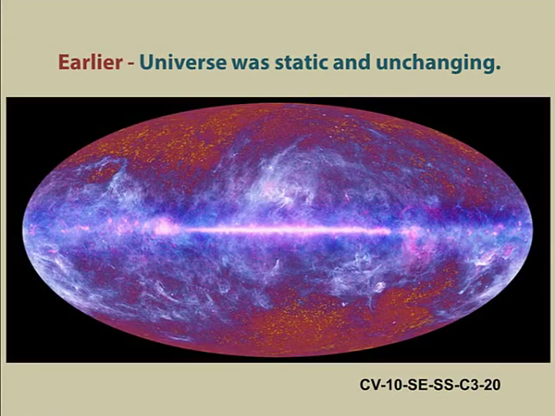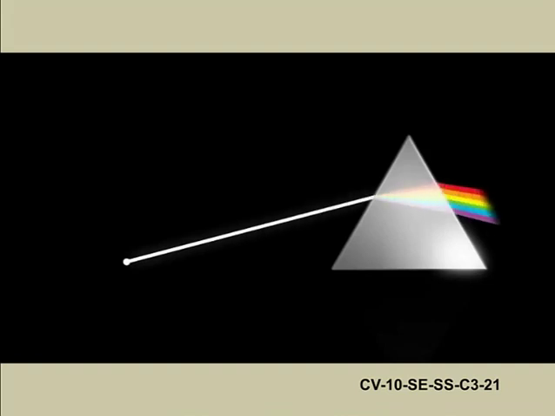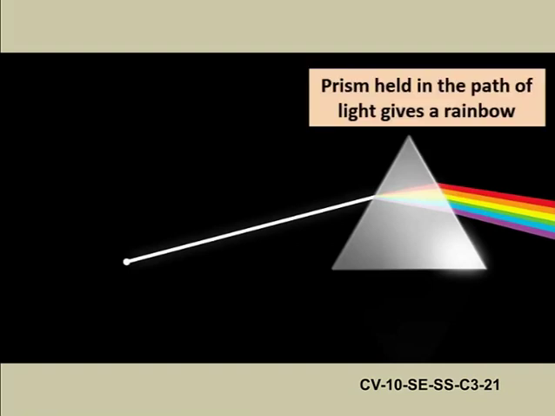The galaxies are the building blocks of our vast universe. Earlier, it was believed that the universe was static and unchanging. How is the behavior of galaxies analyzed? We know that when white light is passed through a prism, it splits into 7 colors. That is, prism held in the path of light gives a rainbow.